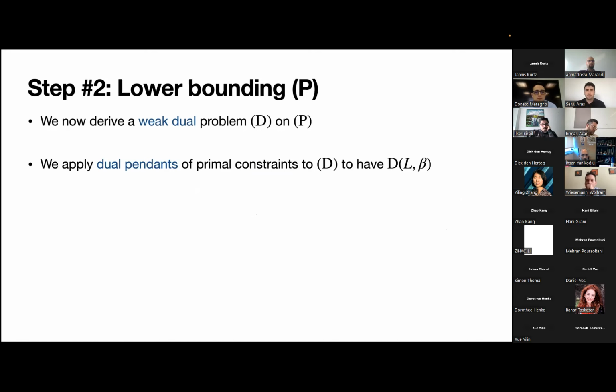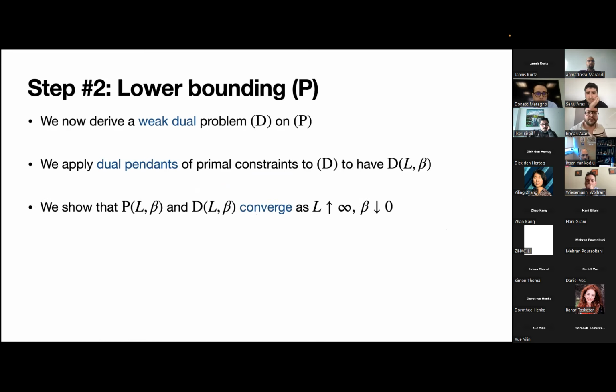So instead of, let's say, adding new constraints, in the dual, we force some variables to 0. But we do that, we copy whatever we did in the primal in the dual universe. And if we do that, we get some dual problem, dL beta, which is again a finite LP. Then we show that if you increase L and decrease beta, this upper and lower bound problems converge to each other. As a byproduct, this also implies strong duality between P and D.